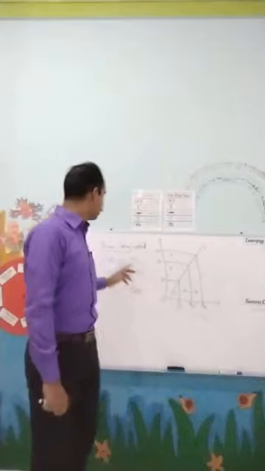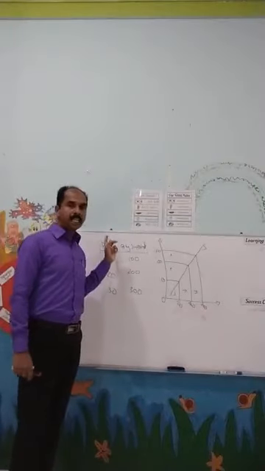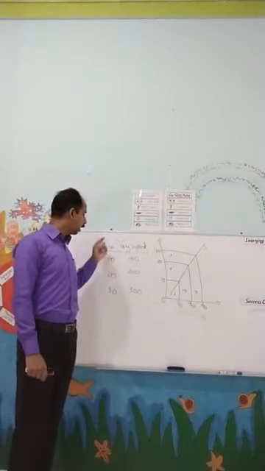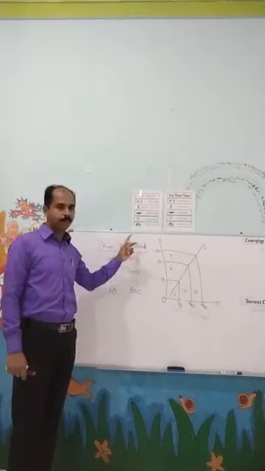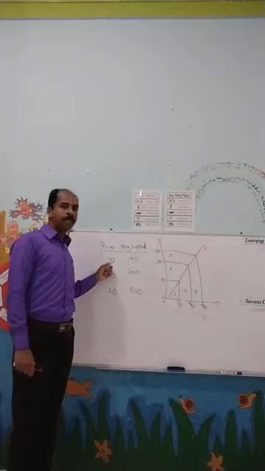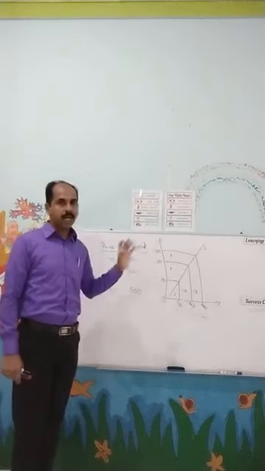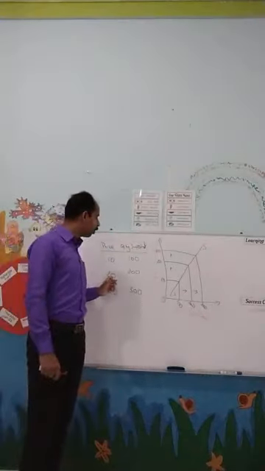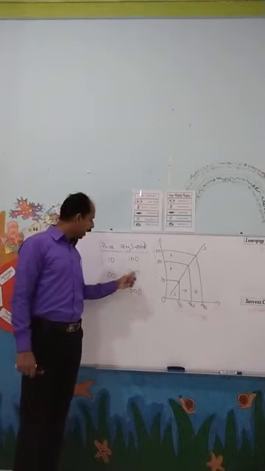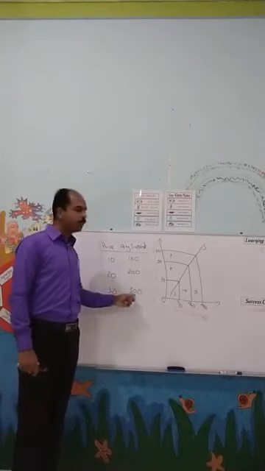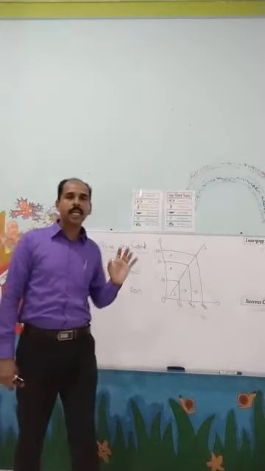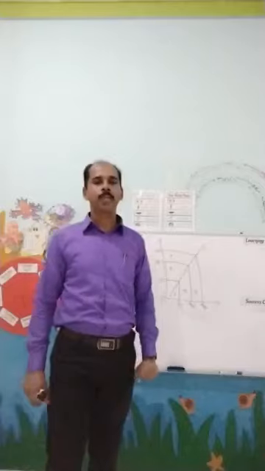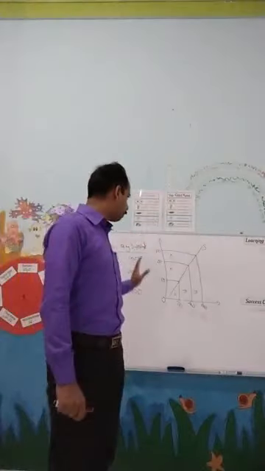Next we are going to see the supply schedule. In the supply schedule, one column is the price and the next column is the quantity supplied. Here you can see at the price of 10, the quantity supplied is 100. When the price increased to 20, the quantity is 200. Again the price became 30, and the quantity is 300. The table which shows the relation between the price and the supply is called the supply schedule.